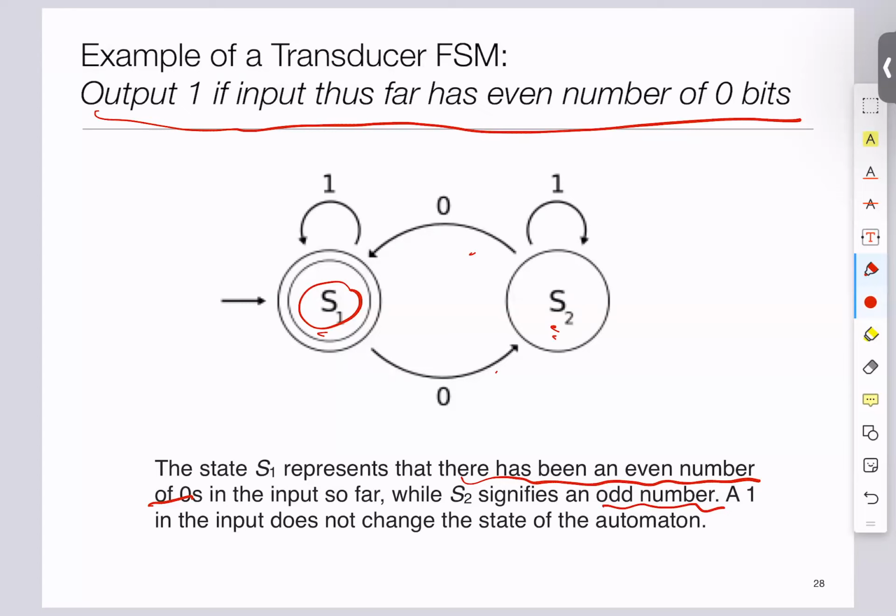So this is an example where I don't need all the prior history, even though looking at it like "thus far" kind of suggests that I have to keep track of everything. All I need to keep track of is thus far, is it even or odd? So just 1 bit of state.